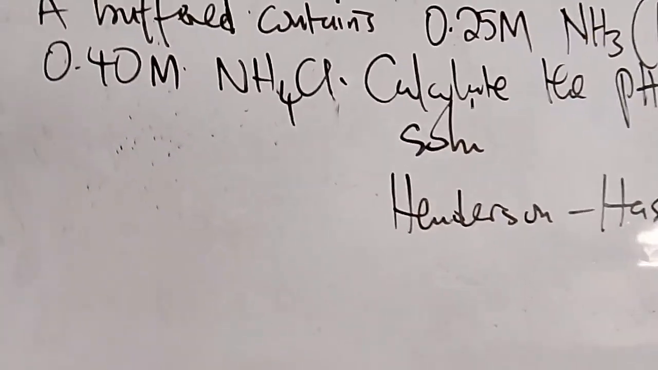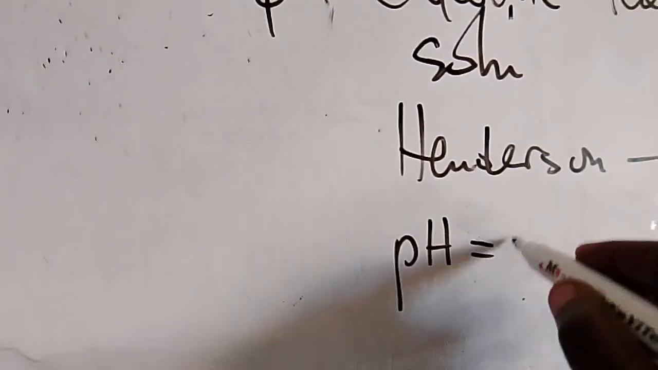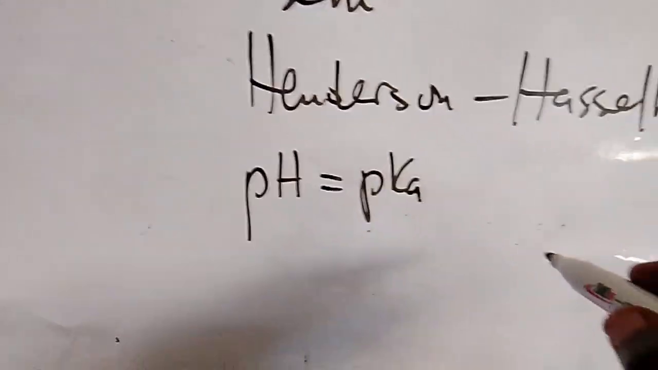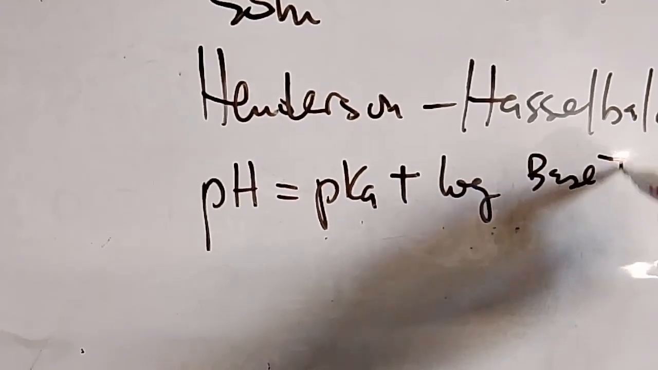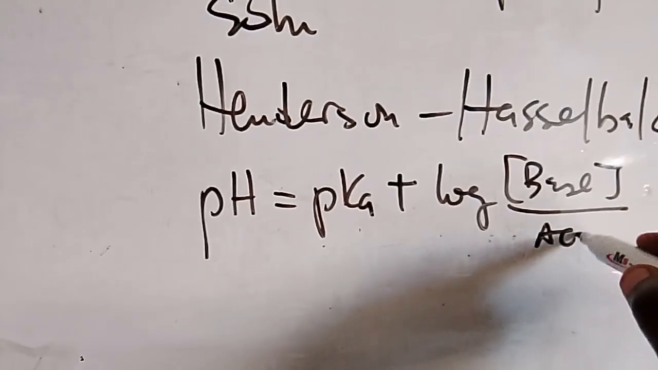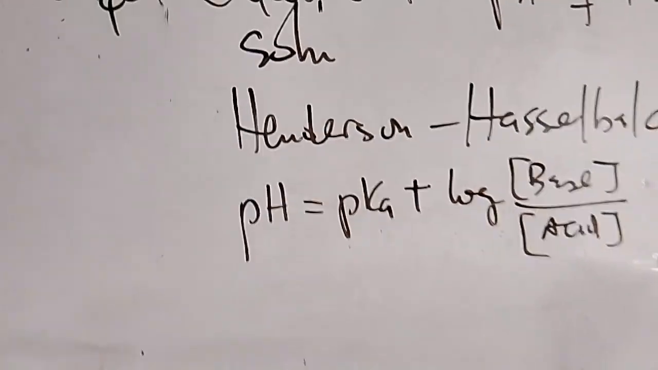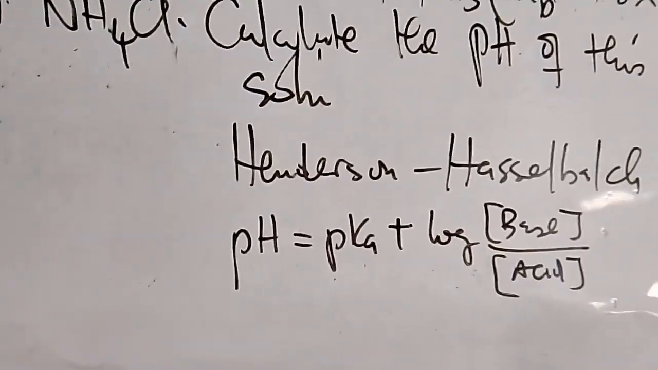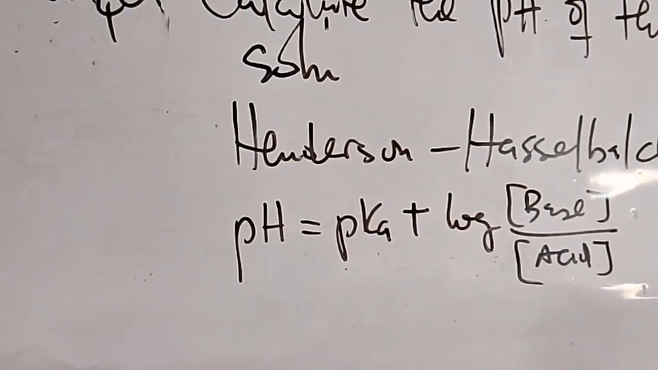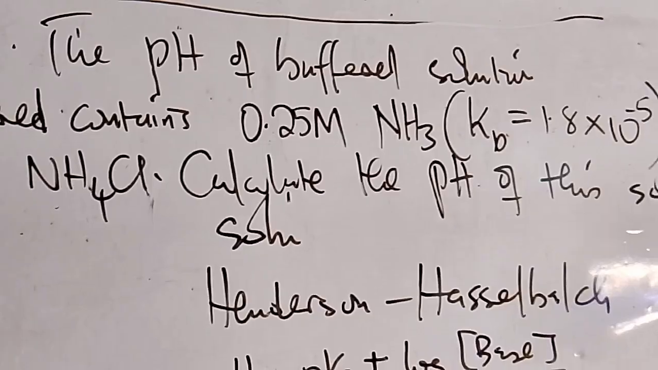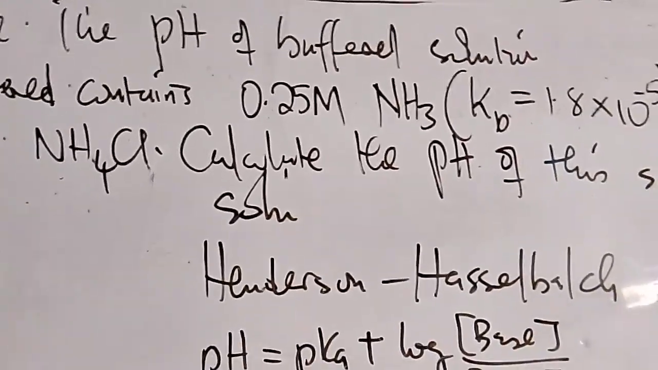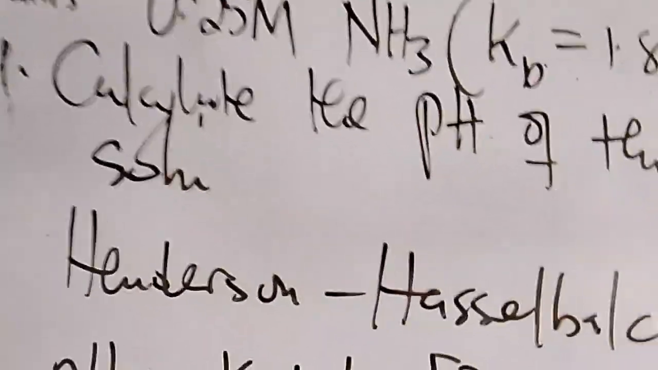Okay, so we know that pH is equal to pKa plus log base over acid concentration. So now in this case we do not have Ka. What has been given is Kb. So now we need to convert Kb to Ka using the relation.